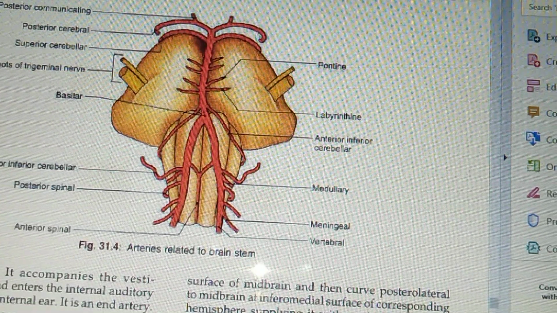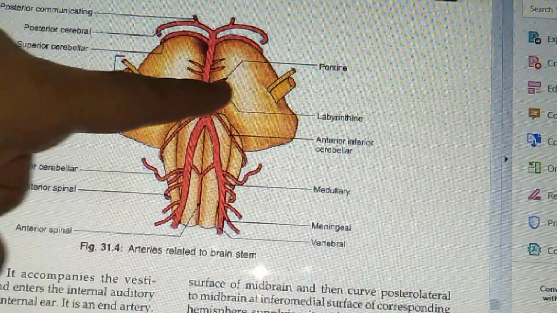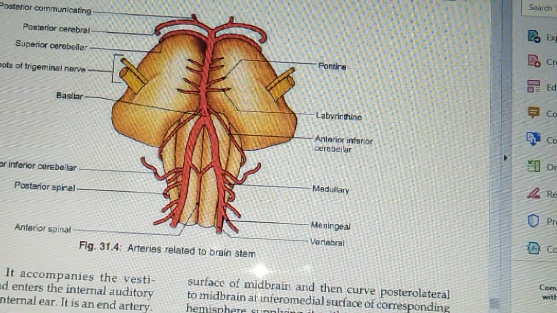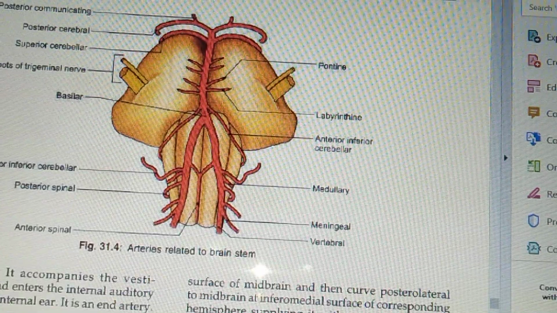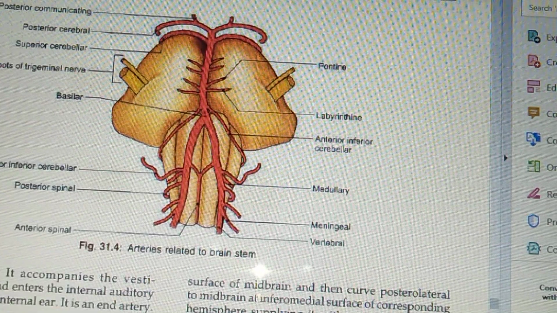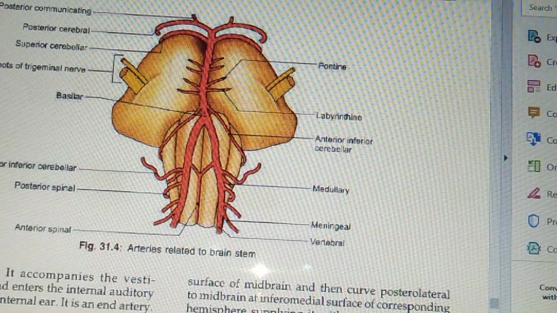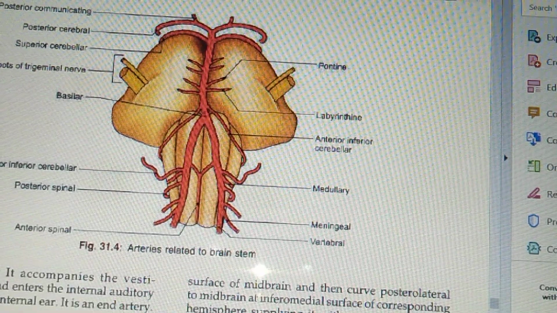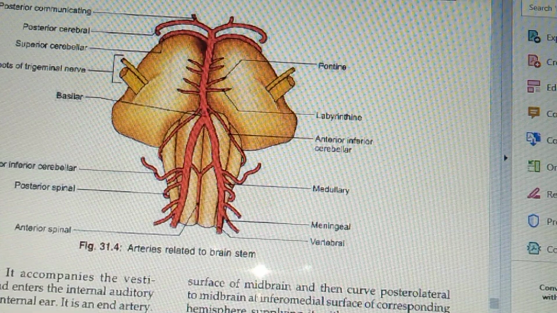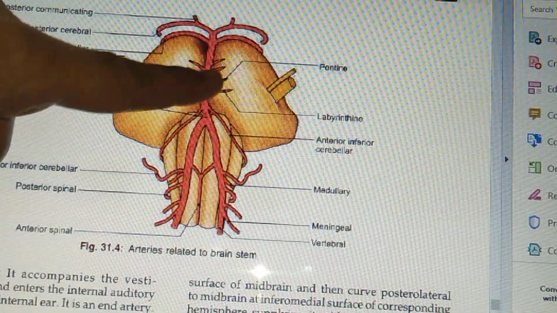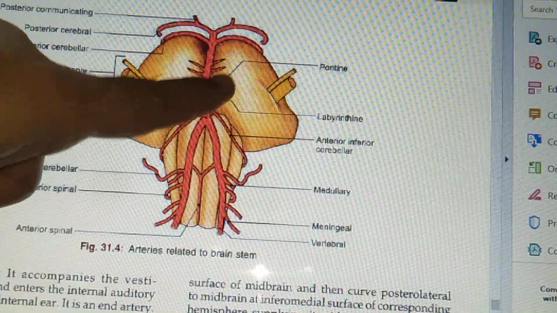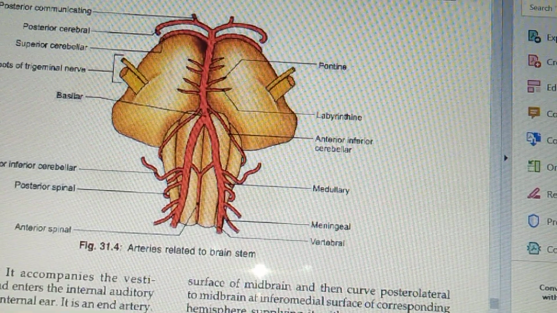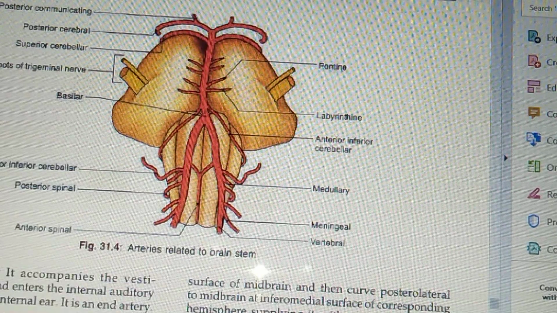Second, you can see is the labyrinthine artery. This one. Labyrinthine artery, it accompanies the vestibulocochlear nerve, that is the 8th nerve, and enters the internal auditory meatus to supply the internal ear. It is an end artery, remember that. Then third is the pontine branches, right? As it is crossing the pons, it will give many pontine branches. These are numerous slender branches which pierce the pons both in the median and the lateral parts.